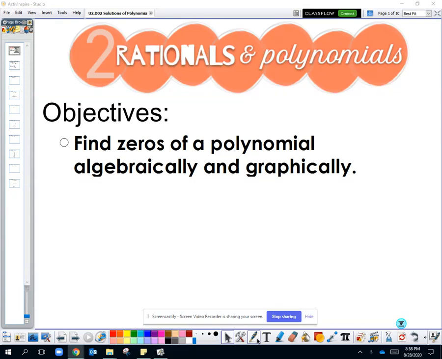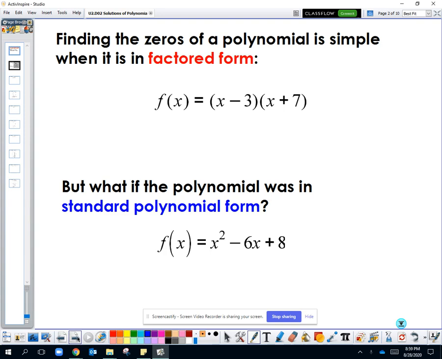For today's lesson in Unit 2, we are going to look at finding zeros of a polynomial, both algebraically as well as graphically. So building off of what we have previously talked about, it's simple to find the zeros of a polynomial when we are in factored form, and that's what we looked at last class. If it's already in factored form, then I could just take each of these factors and set them equal to 0 and solve for the zeros or the roots, the solutions, the x-intercepts of that particular graph.